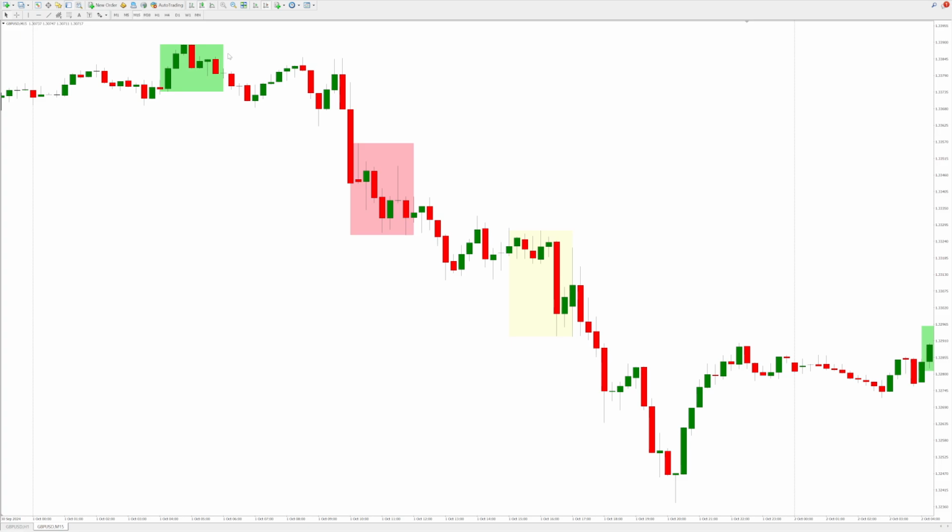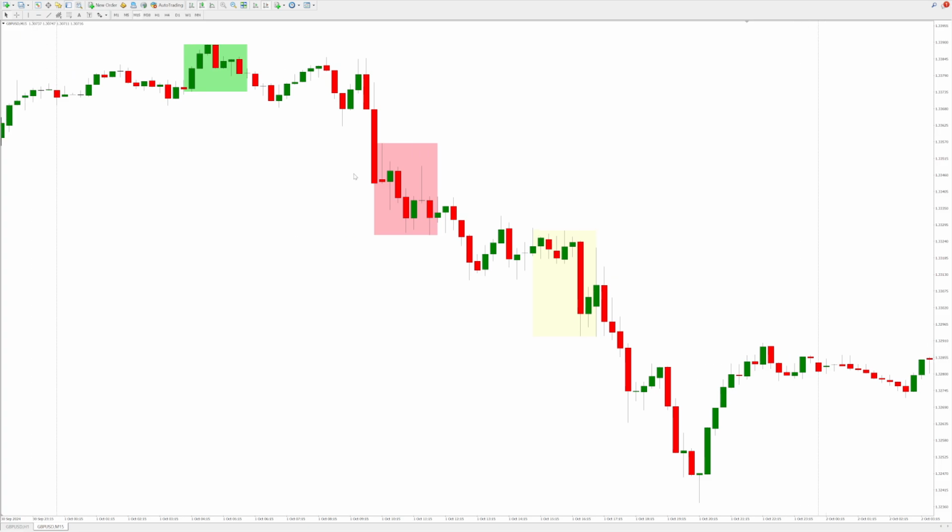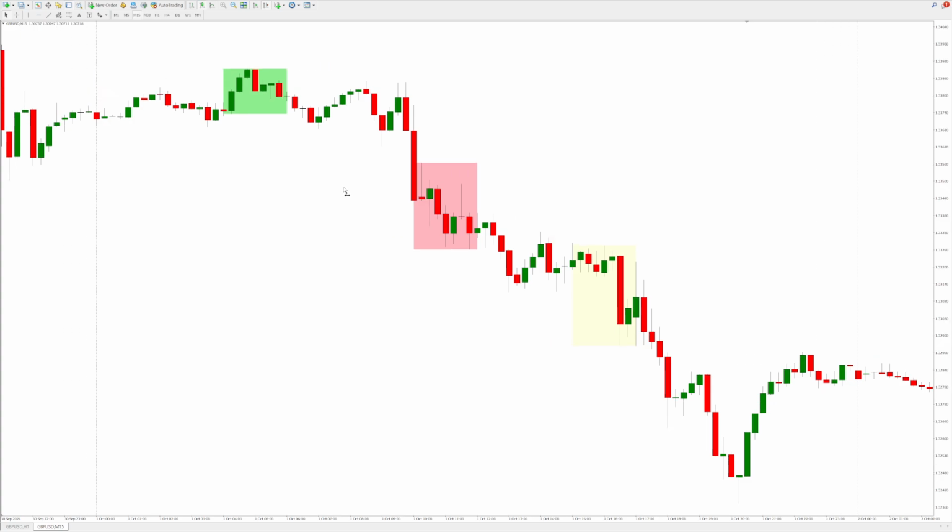So the kill zones basically are the opening of each market session around the world, or the few hours following on from the opening. So we have the Asian session, the New York session, and the London session. Basically, the principle behind it is that trading activity tends to be higher around the opening hours of each session, something that I've noticed for many years now.